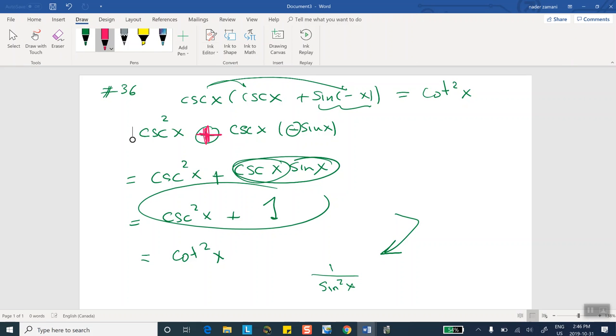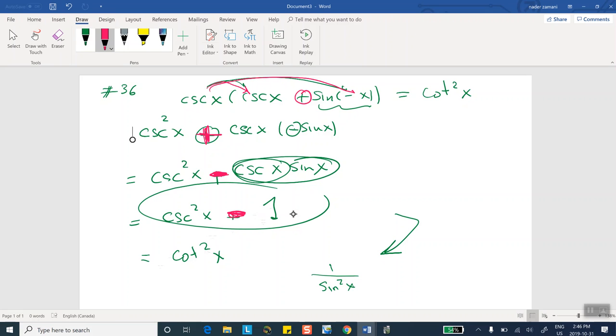This actually is a plus. When you FOIL it, you get a plus right there. The minus sign is still there, so that makes this thing minus, and this is minus. And from the basic identity, that fundamental identity I mentioned, this is going to be cotangent squared.